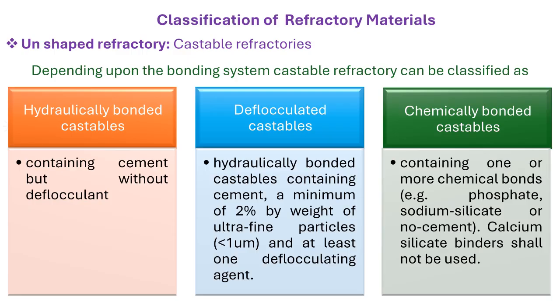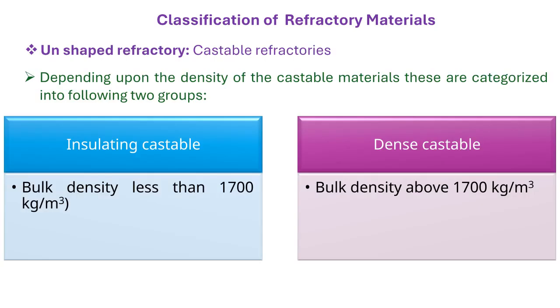Because of their bonding mechanism, chemically bonded castables are especially suitable for high-temperature and aggressive environments. Castable refractories can be further classified based on their density, and this classification plays a very important role in determining both thermal insulation performance and mechanical strength.